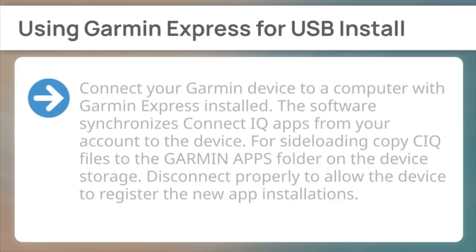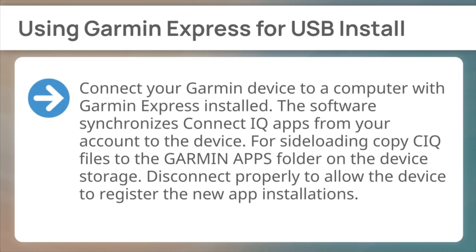Next, using Garmin Express for USB install. Connect your Garmin device to a computer with Garmin Express installed. The software synchronizes Connect IQ apps from your account to the device. For sideloading, copy CIQ files to the Garmin Apps folder on the device storage. Disconnect properly to allow the device to register the new app installations.